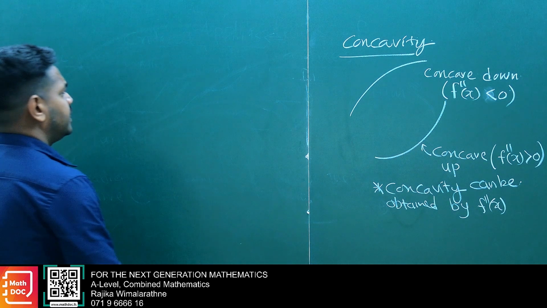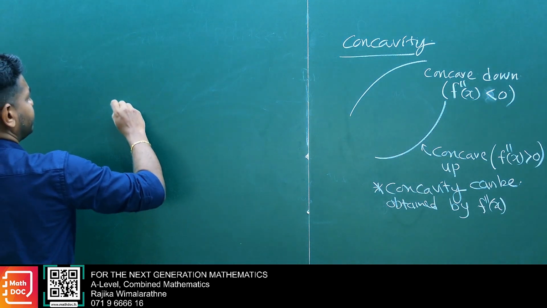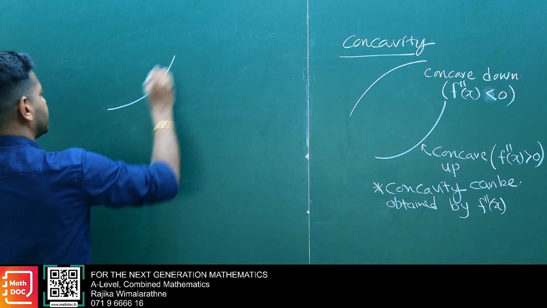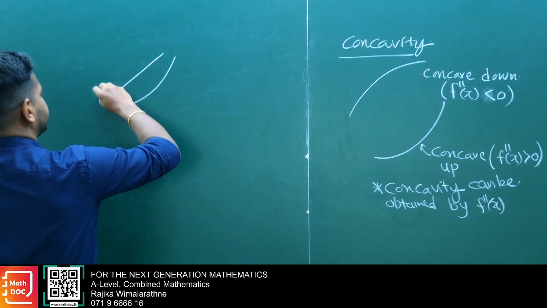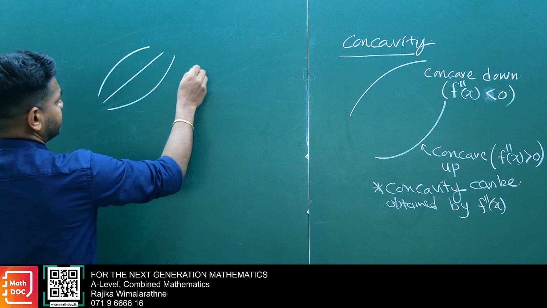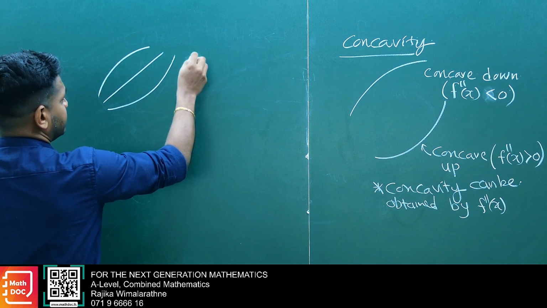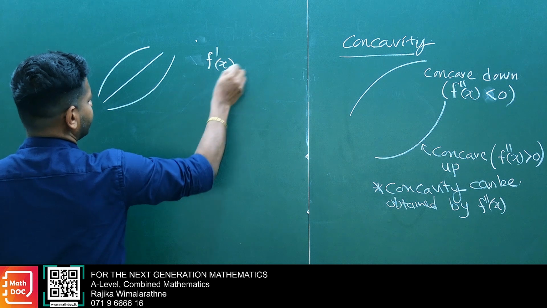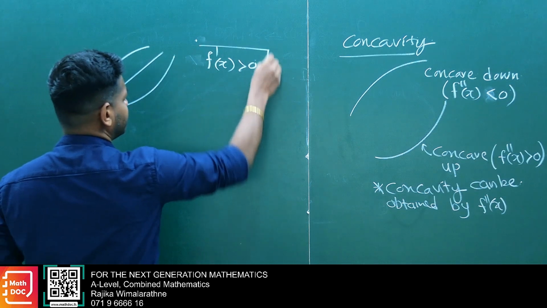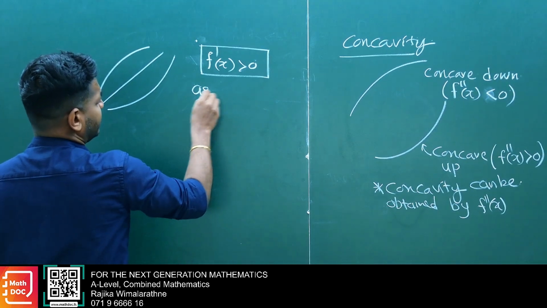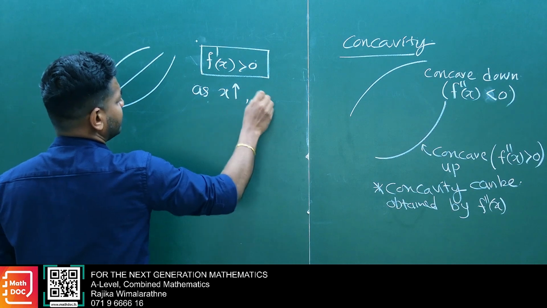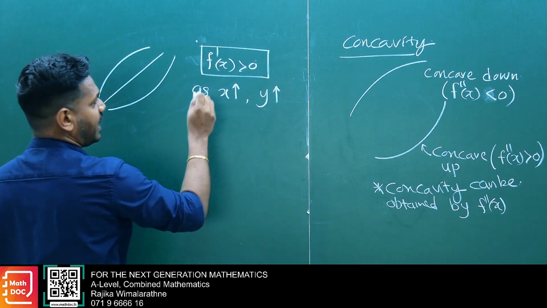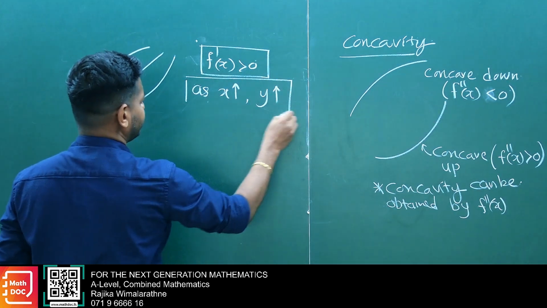Okay. Now we have increase in functions. Here there are three types. These are increase in functions. For all cases, f dash x greater than 0. Then as x increasing, y increasing.